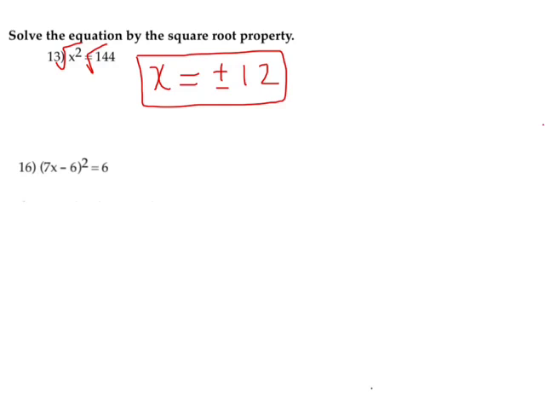So that's just something important to remember, that you should always take the positive and negative value when solving an equation through the square root property. Now we're going to keep that in mind as we work on the next problem. So let's go ahead and take a look at the next problem.